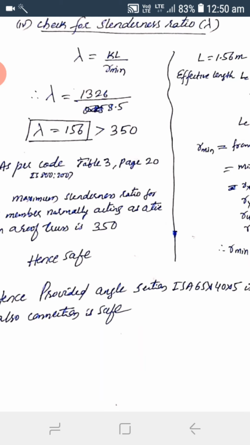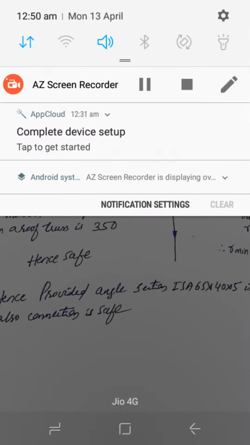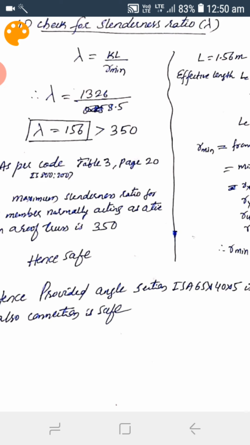So please make a correction here. It is less than 350. This is less than 350. This one is less than 350. Right? This is less than 350. Hence it is safe. The maximum slenderness ratio for the member normally acting as a tie in a roof truss is 350. Hence it is safe. Hence at last you have to write one line: hence the provided angle section, that is ISA 65 by 45 by 5, is safe, and the connection is also safe.